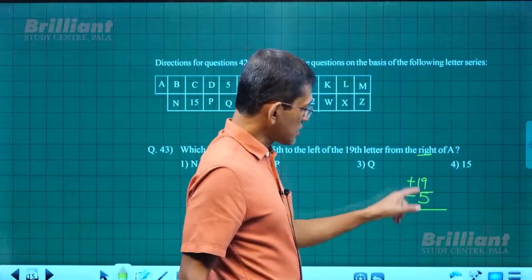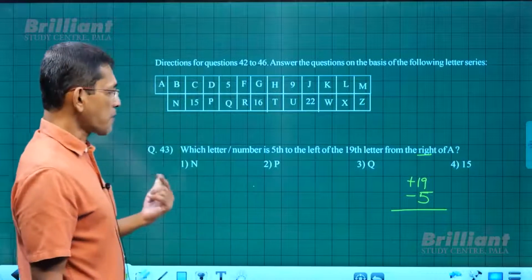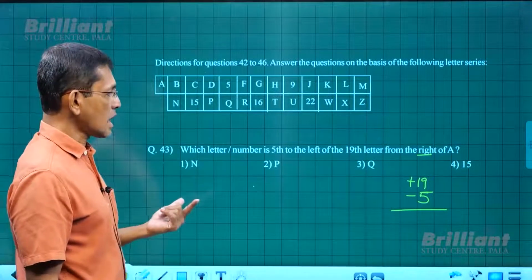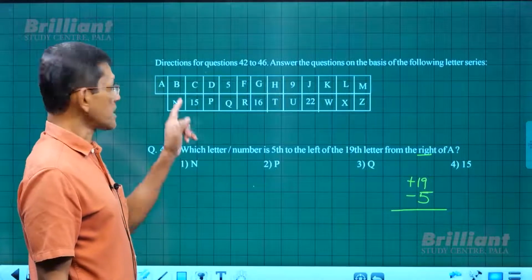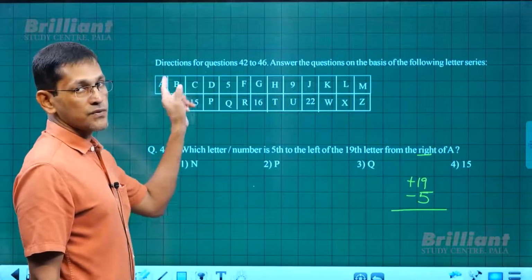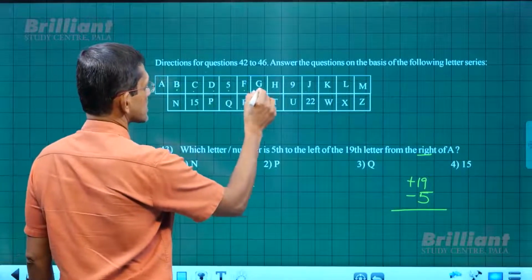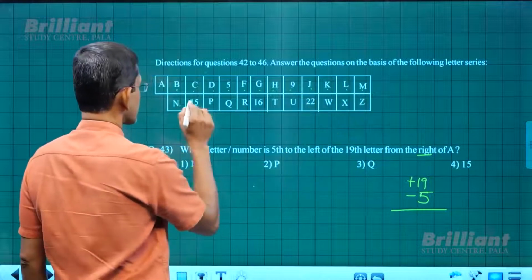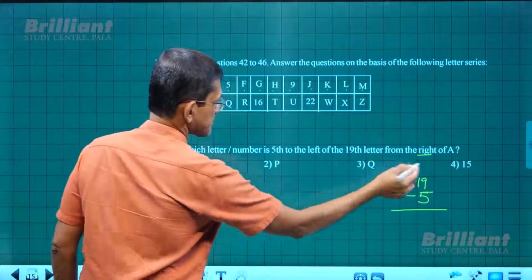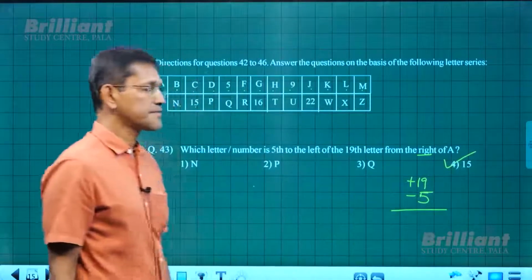So when you add it up, what do you get? Plus 14. So plus 14, that would be the letter we are looking for. From where? From A. So A, 14 from A. So 1, 2, 3, 4, 5, 6, 7, 8, 9, 10, 11, 12, 13, 14. So O is the answer. Instead of O, which is given as 15. So 15 is the answer.